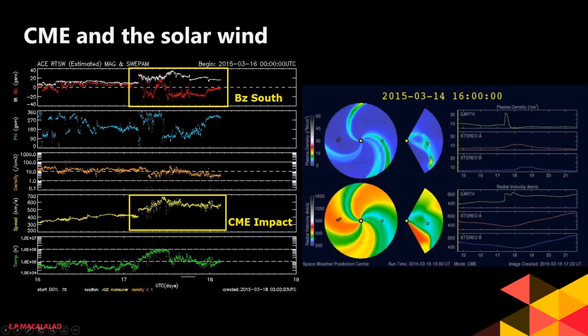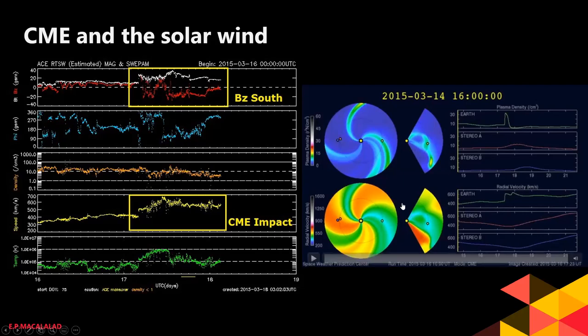You will notice that the density suddenly decreased. This is an indication that a geomagnetic storm will happen, because this south pointing magnetic field carried by the CME will interact with the north pointing magnetic field of the Earth, especially at the equator. You will also notice that the plasma temperature increases during this time. So this is the CME data.